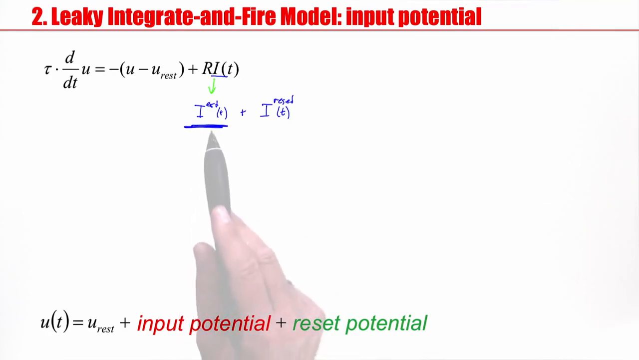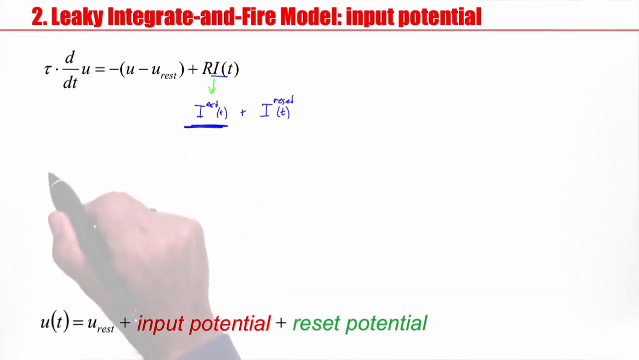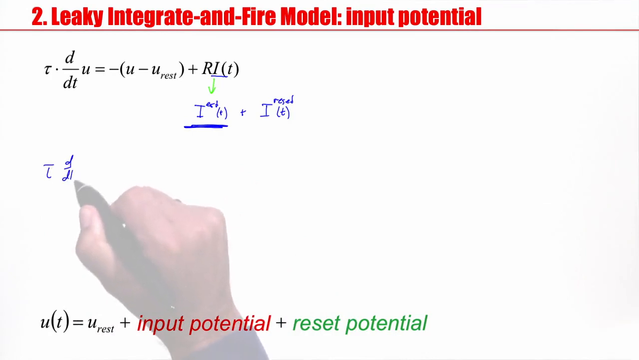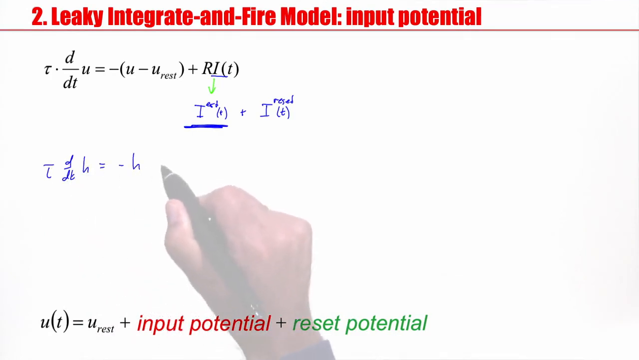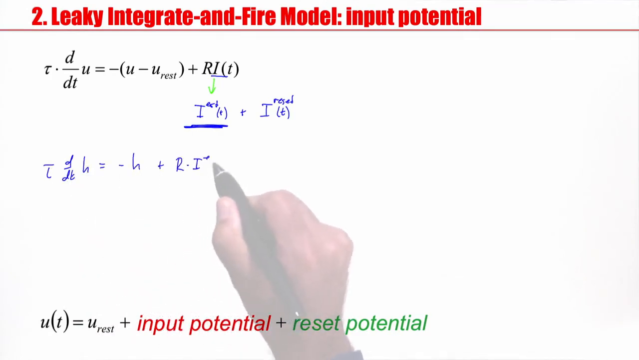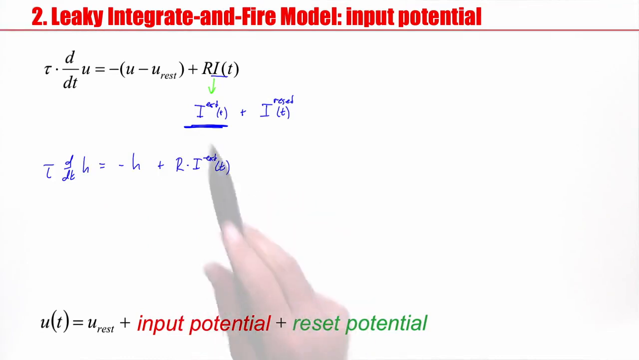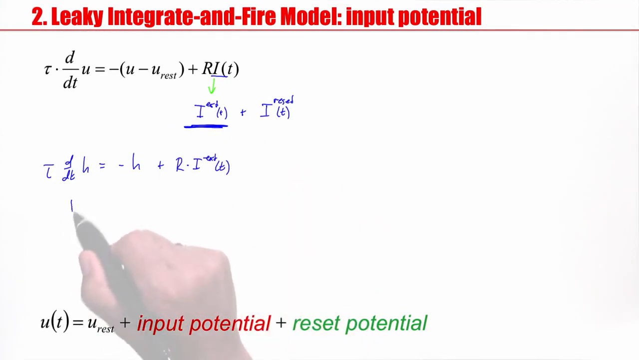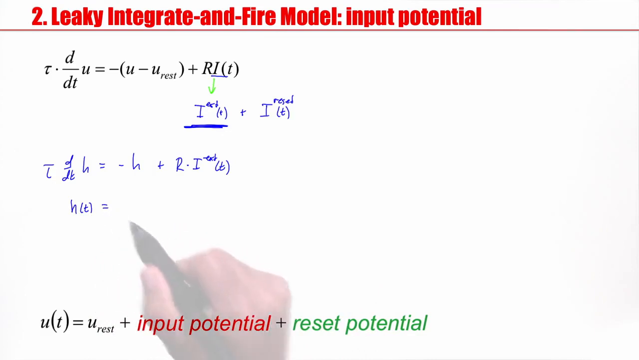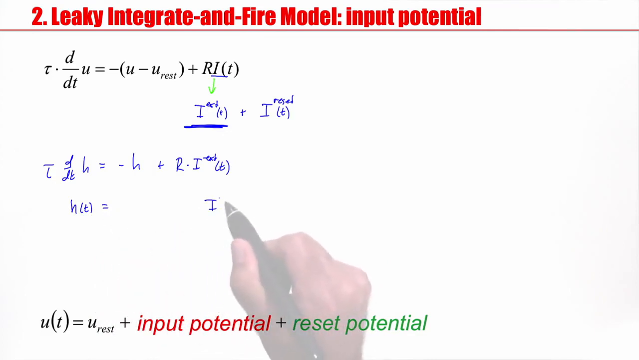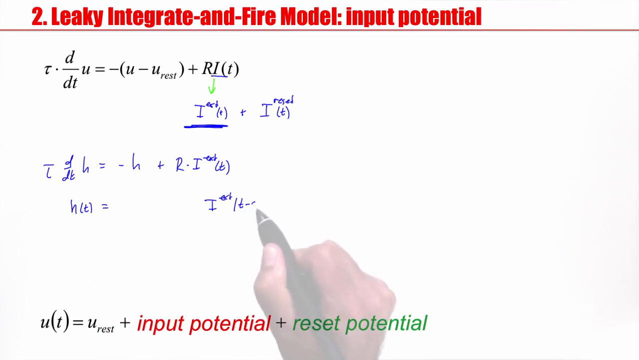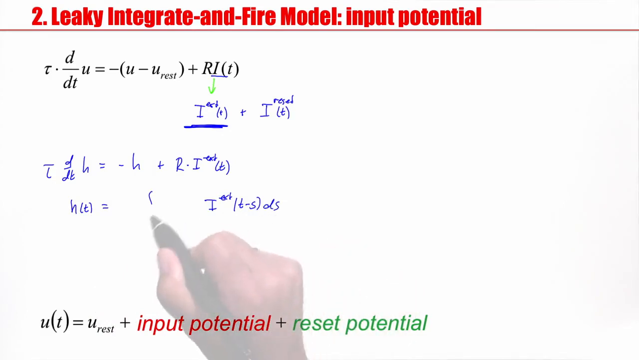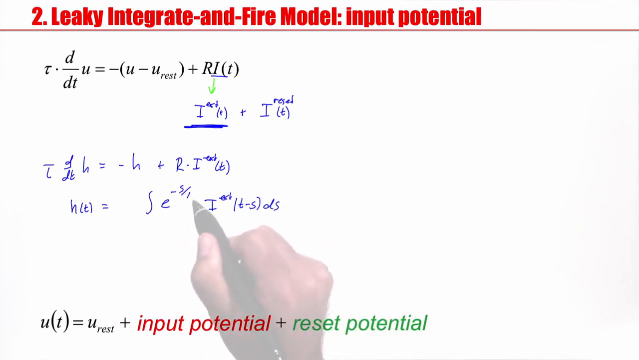And since it's only one contribution, I rewrite the differential equation now with the new variable h, which is the same equation, but I just focus now on this part of the input. And I can integrate this up, and I get an h of t, which is I external of t minus s, and I integrate over s with an exponential filter, 1 over tau in the exponent.